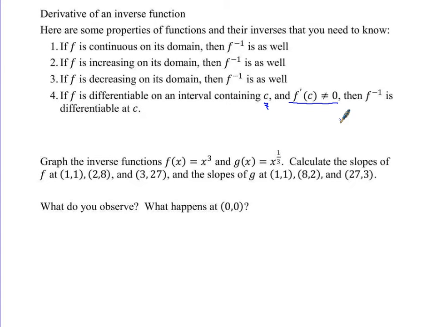So, picture what this one's saying. The function is differentiable on an interval containing this number right here. If I take the derivative at that point, I'm finding the slope, right? And as long as the slope at this point is not equal to 0 in the original function, then the inverse will also be differentiable at c.